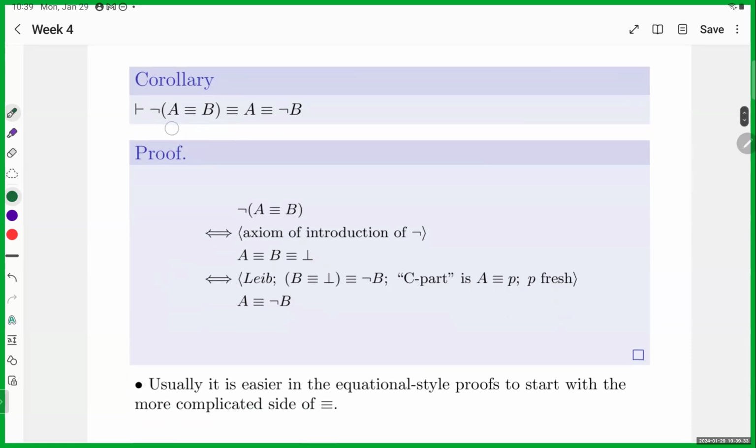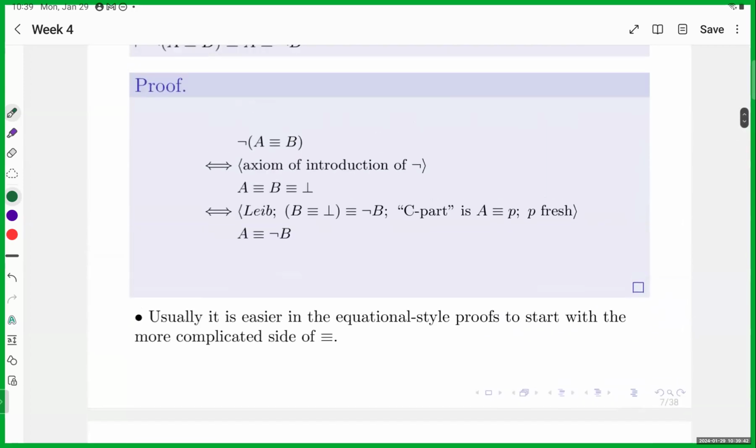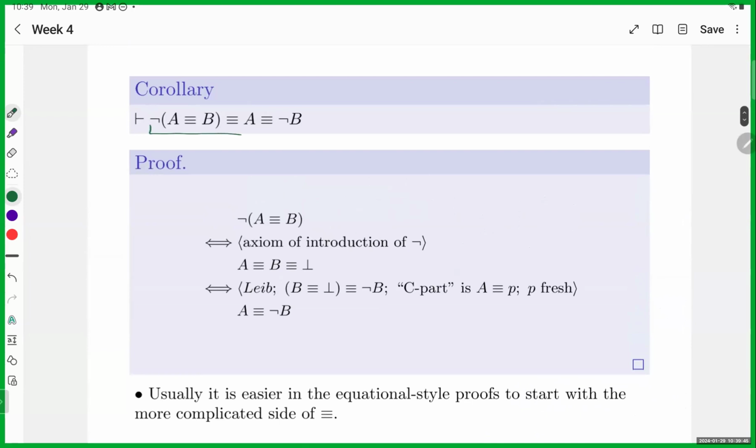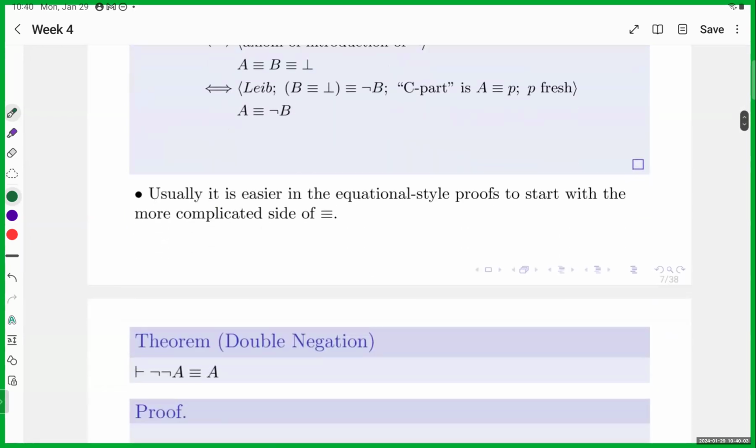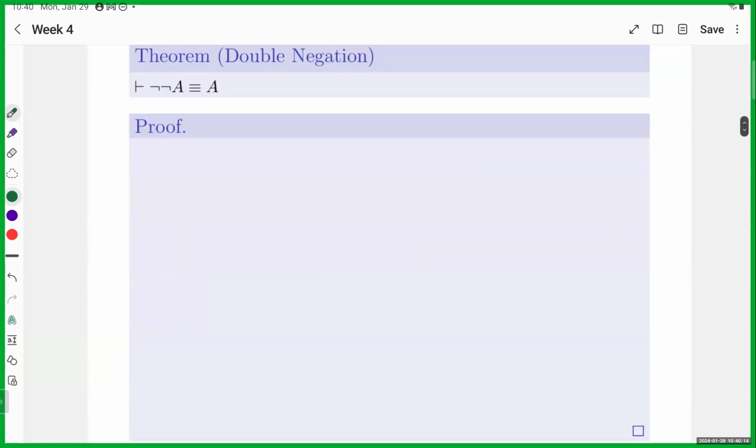So this is similar. There's a rule of thumb. As you notice, I told you that we have different options where to start. We could have taken this part of the formula and shown that it's equivalent to negation of bottom. There are a lot of different ways of proving a theorem. In the equational style, as a rule of thumb, it's easier sometimes to start with the more complicated side of the equivalence, if you want to show the equivalence, like this one, double negation.